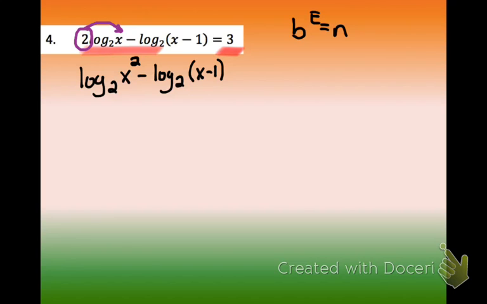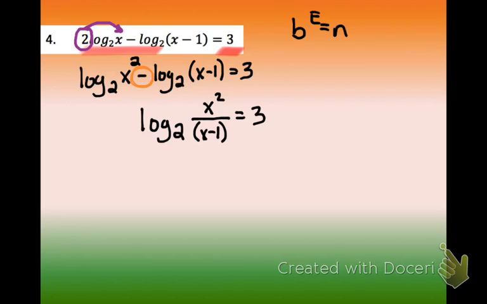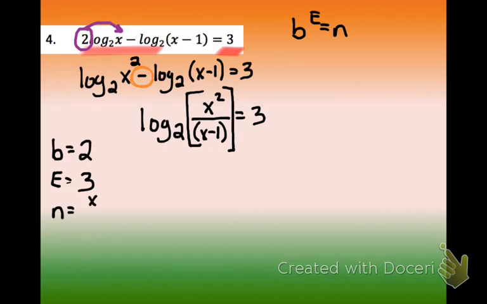The next thing you'll see is that we have subtraction in the middle, which means using our quotient rule we can turn this into, this should have an equals 3 on the end, log base 2 of x squared, which is the first one. Subtraction turns into division, and we have x minus 1 on the bottom. And that equals 3. Remember, this whole thing goes together here. So if we use Ben, we know that our base is 2. Our exponent is 3. And the number is that whole thing, which is x squared over x minus 1.